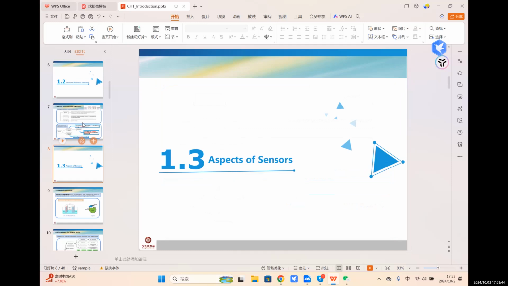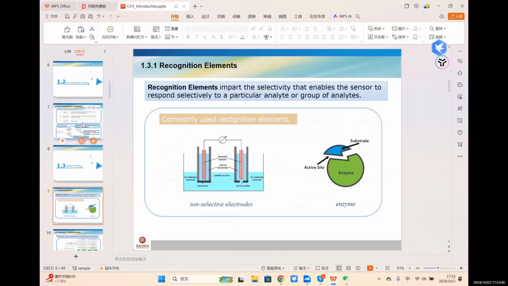1.3, aspects of sensors. Recognition elements impart the selectivity that enables the sensor to respond selectively to a particular analyte or group of analytes. As you can see, these two images show commonly used recognition elements: unselective electrodes, substrates and active sites, and at the bottom, an enzyme.